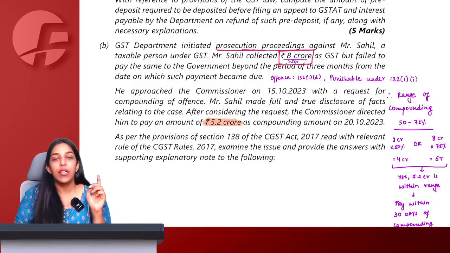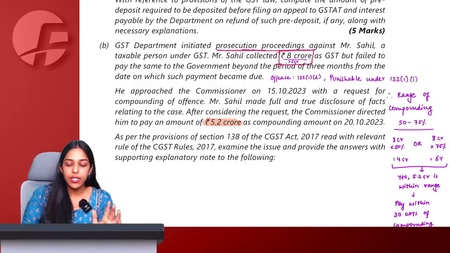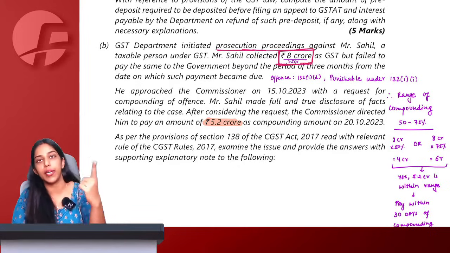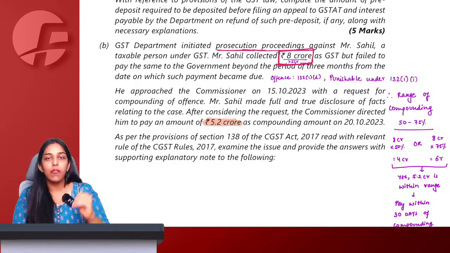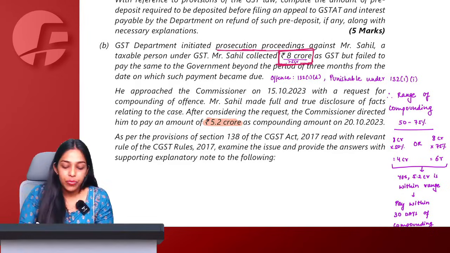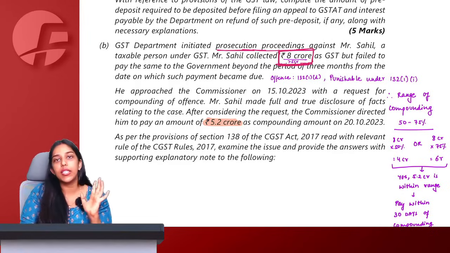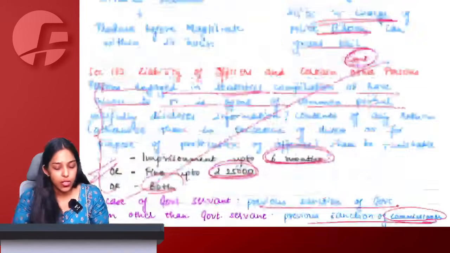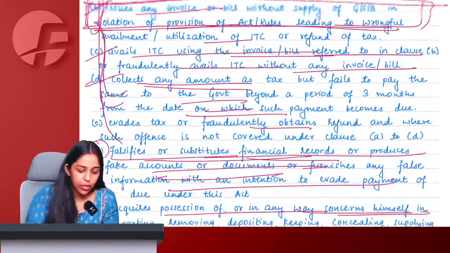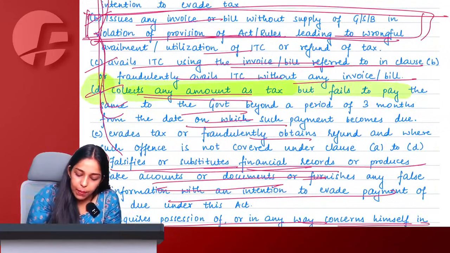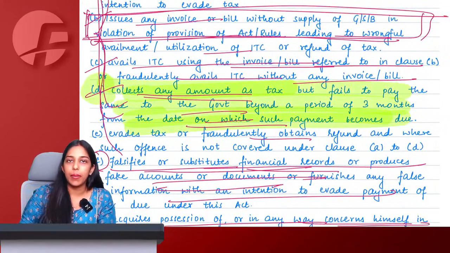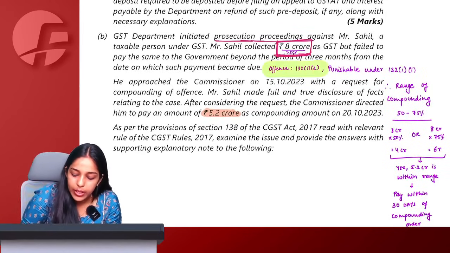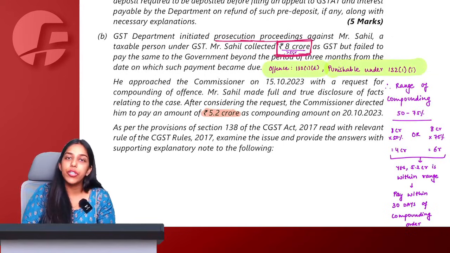Now first of all, under which section is this offence committed? Because the amount is greater than 5 crore, we understand this is 132(1)(i), because 132(1)(ii) was for greater than 2 crore but up to 5 crore. So it falls under 132(1)(i), that is for sure. And this is an offence under which clause? This was the D clause, right? Collecting any amount as tax but failing to pay within 3 months. So this offence is under 132(1)(d) and punishable under 132(1)(i).